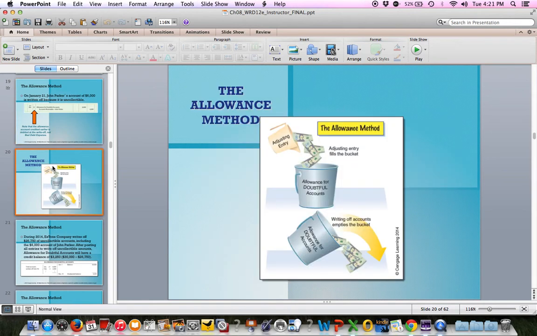So to compare and contrast the two methods, the allowance method basically says the adjusting entry fills the bucket, right? Basically, we credit this allowance for doubtful accounts and we fill it, okay? And then every time we do a write-off, we reduce it. We empty the bucket a little bit, okay? So the adjusting entry is to debit the bad debt expense, credit the allowance account, and that's my adjusting entry. That increases it, and then every time I do a write-off, I debit the allowance and I credit the actual account receivable, and that empties the bucket.